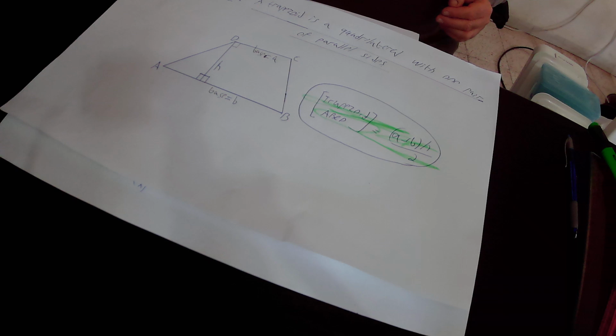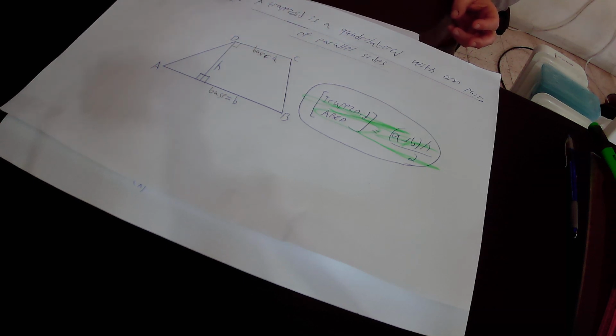Repeat again, a trapezoid is a quadrilateral with one pair of parallel sides. In this quadrilateral ABCD, side DC is parallel to side AB, and therefore this quadrilateral ABCD is defined as a trapezoid.